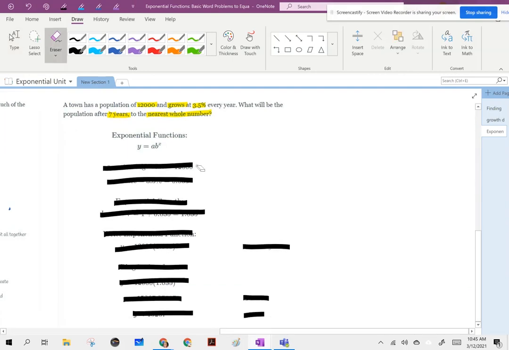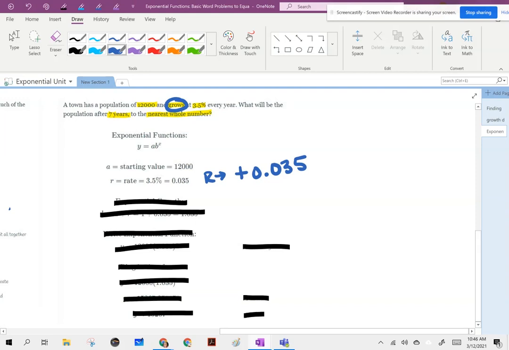All right, so let's see if you can identify the A value. The A is the starting at 12,000. We do not know our B, but we do know our rate. Now, the question is grows. Grows means the rate is going to be a positive 0.035. So decay means it's going to be a negative. So what we're going to do is represent our B value. Remember, our B value is 1 plus the rate. In this case, we end up getting our B value to be 1.035.